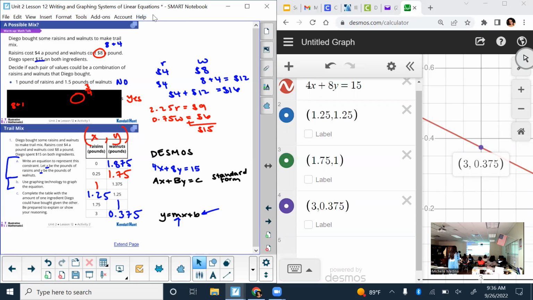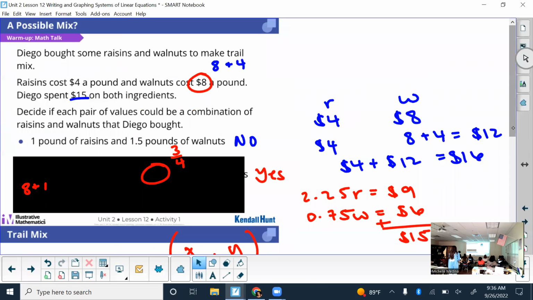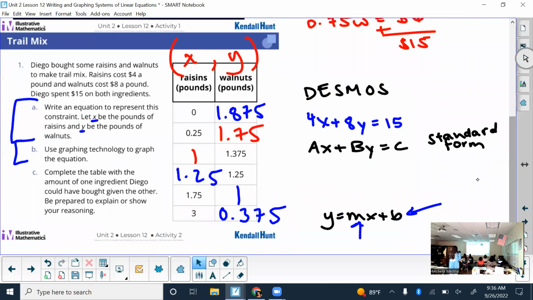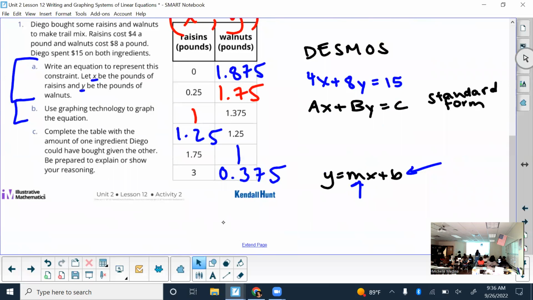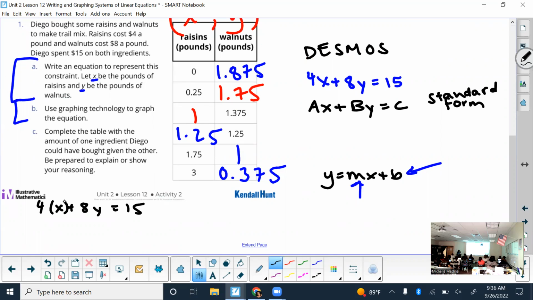Do you guys remember how to solve this without a graphing calculator? What would I do? You would have to plug in whatever you're given. Because remember, that's my equation. So 4x plus 8y equals 15. And they're giving me at least an x or a y. So whatever one I have, I just plug in and solve.